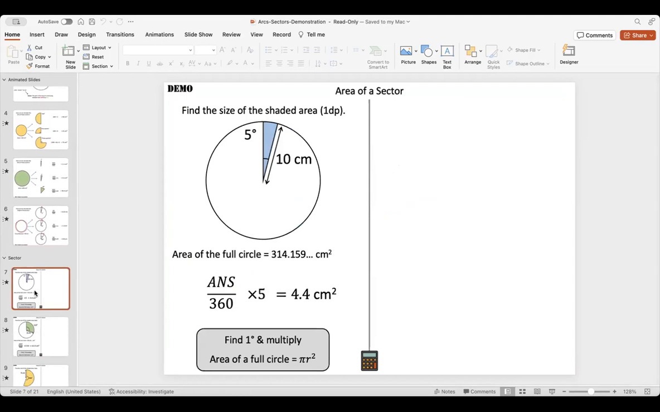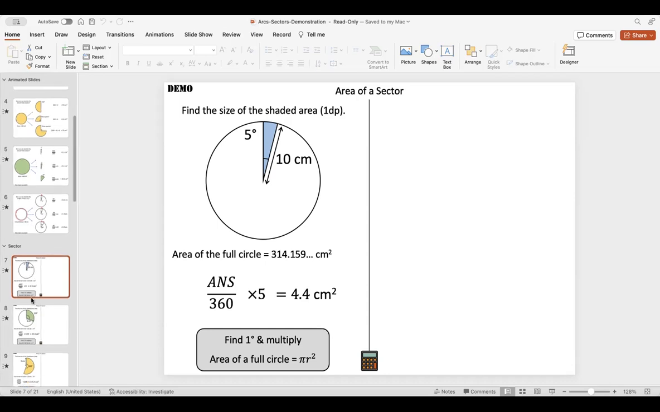So let's look at it now. The formula to work out the area of a circle is pi r squared. The fraction is going to be the angle of the sector divided by 360, because the angles in a circle add up to 360.